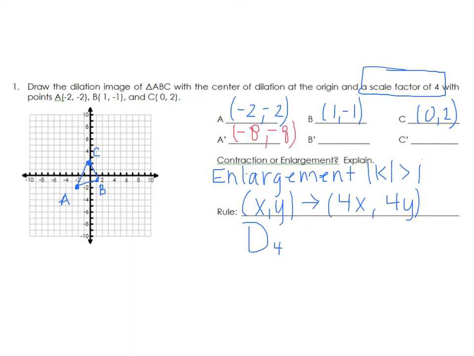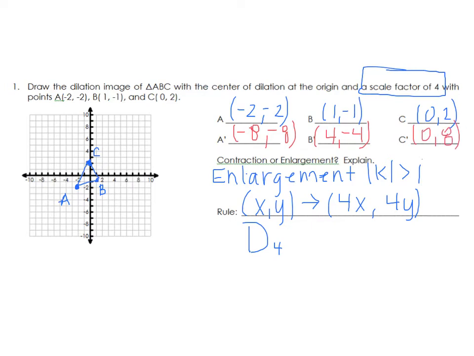Sorry, these numbers don't look so great. I'm writing on my iPad. (1, -1) is going to become (4, -4). And C prime will become (0, 8).